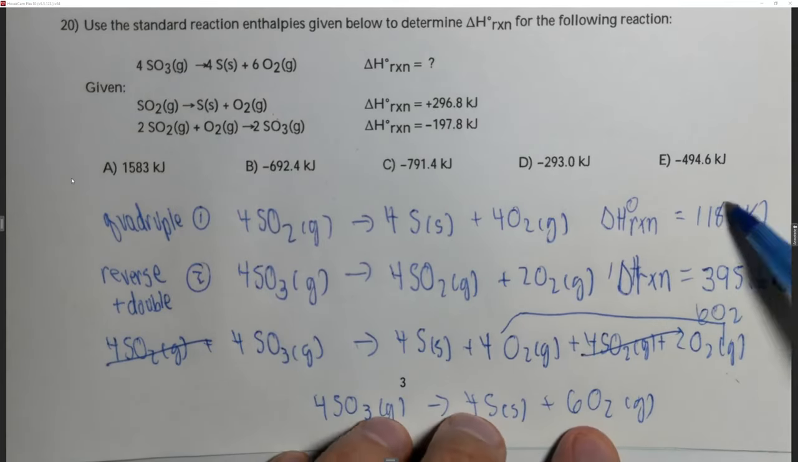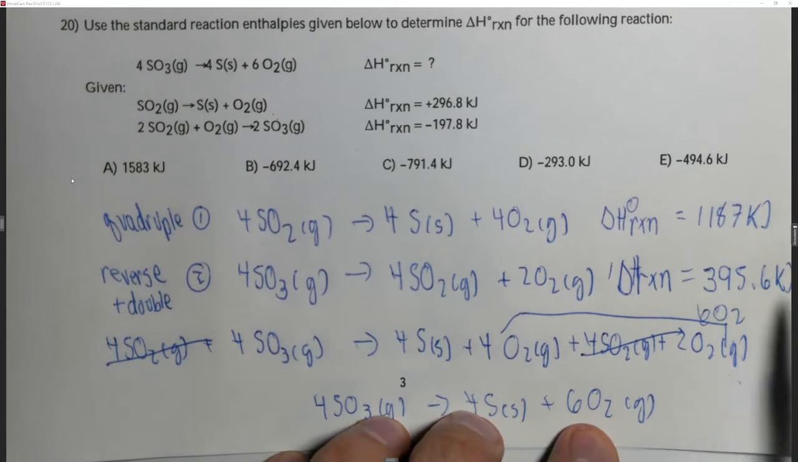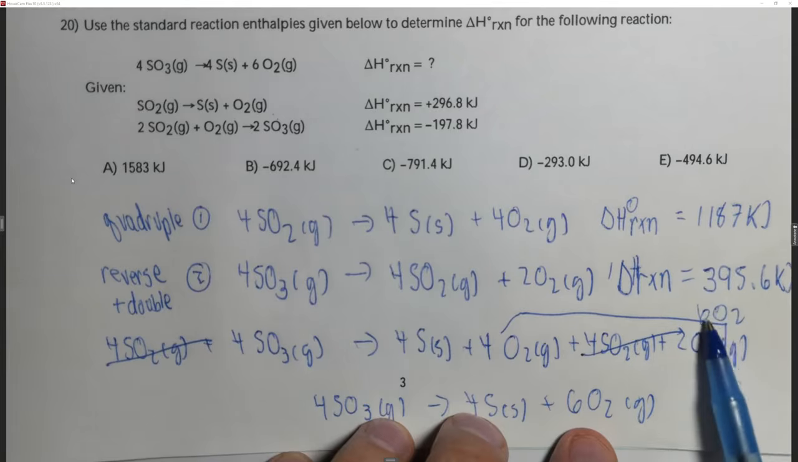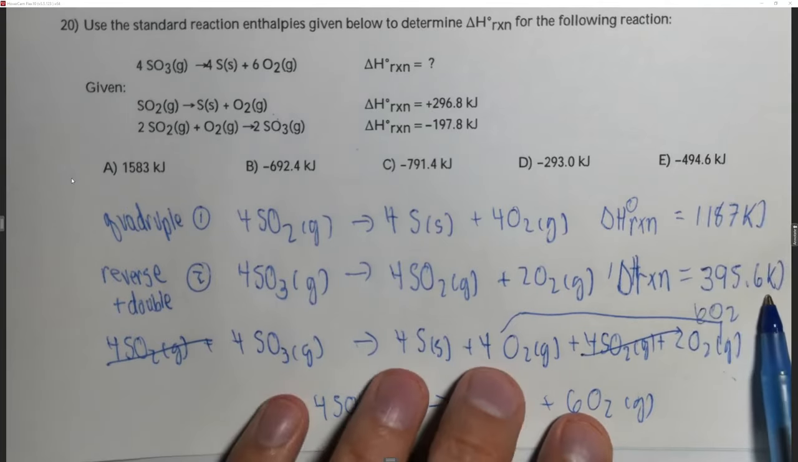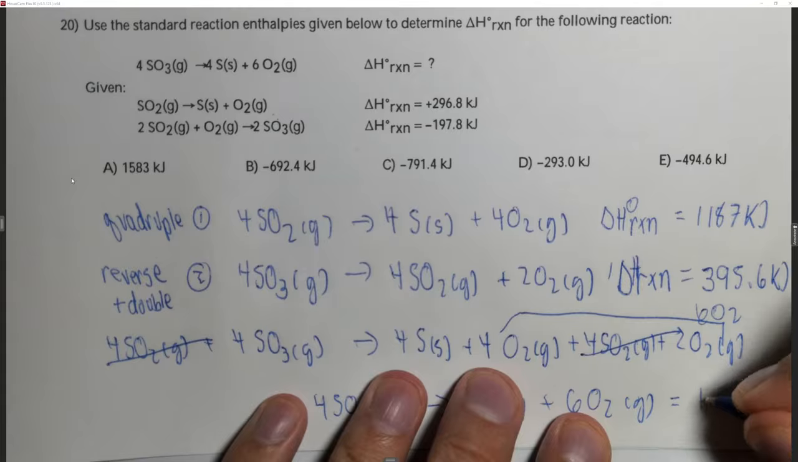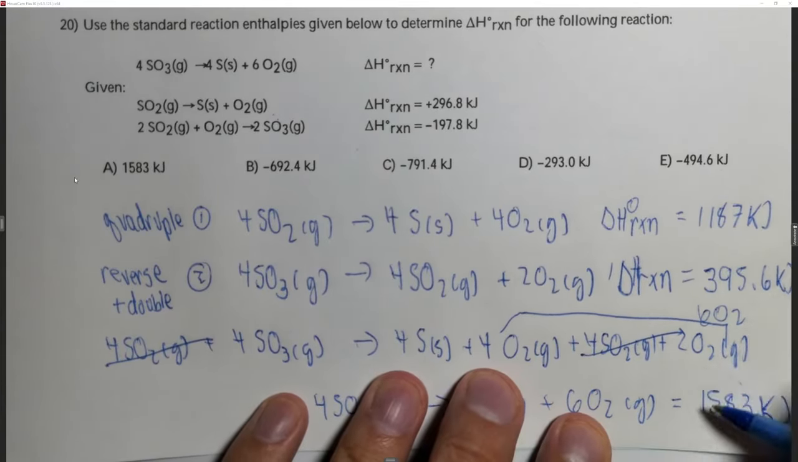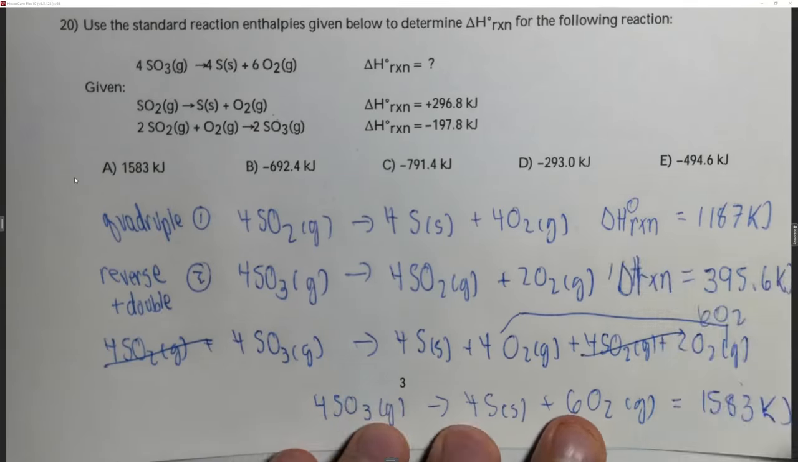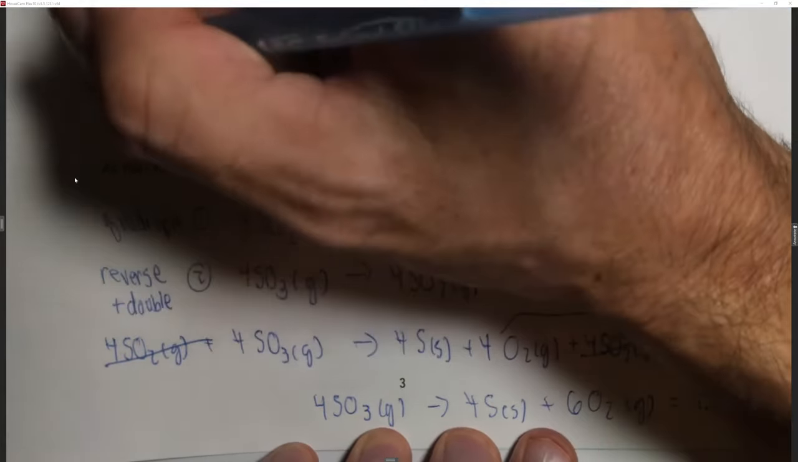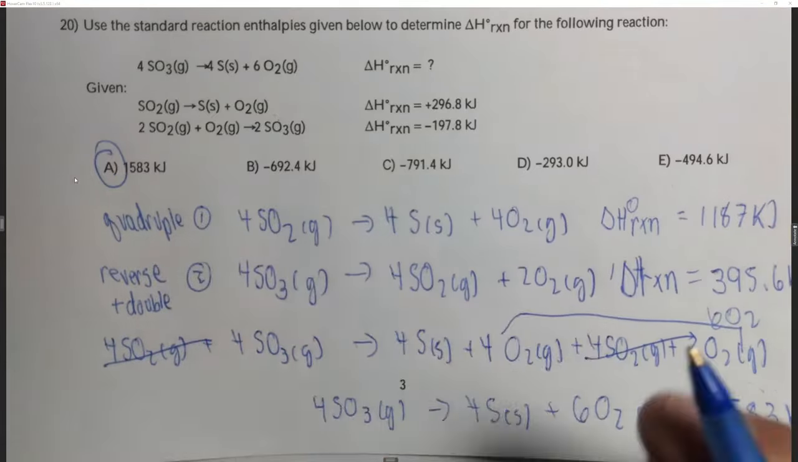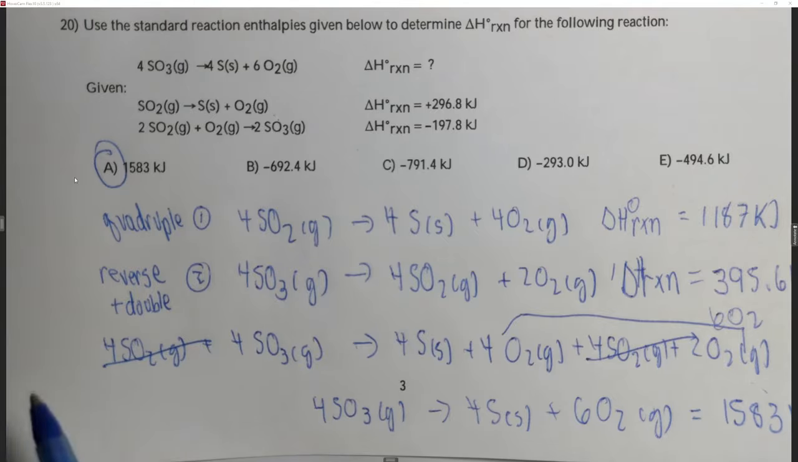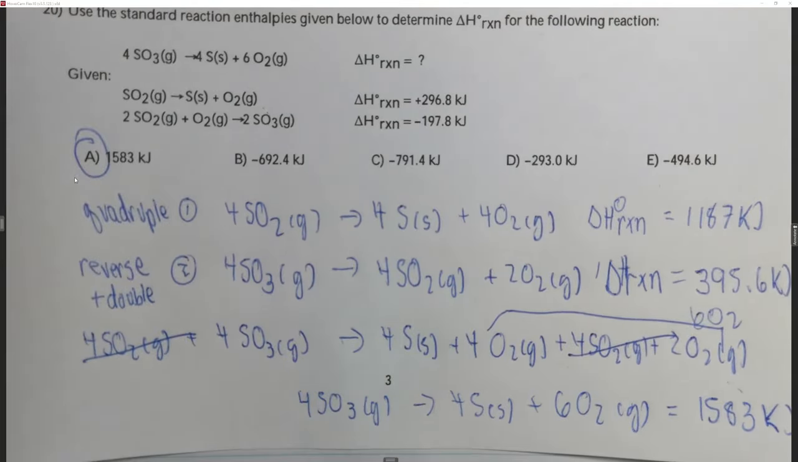Well, if I added the reactions, I need to add the enthalpy of reactions. So 1187 plus 395.6, and when I add those together, I get 1583 kilojoules as the overall delta H of the reaction. Again, I just added these because I added the reactions together, and because enthalpy is a state function, you're allowed to do this. Essentially, question 18 is just a different version of Hess's law that's a little easier to use. So this is our ultimate answer.